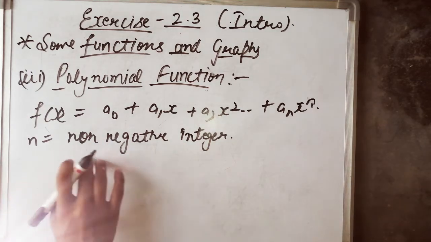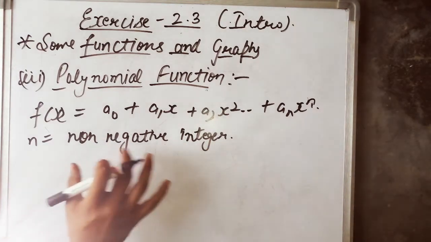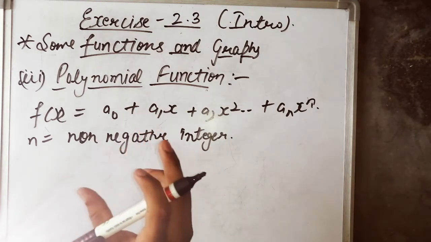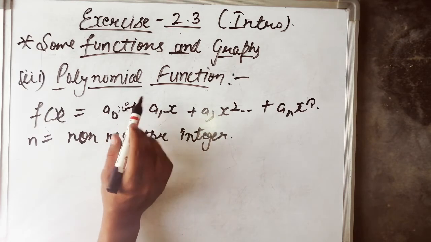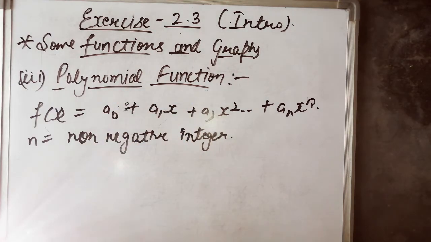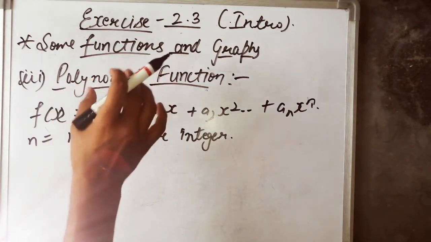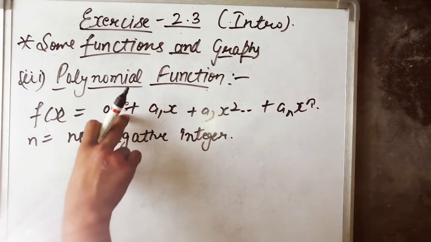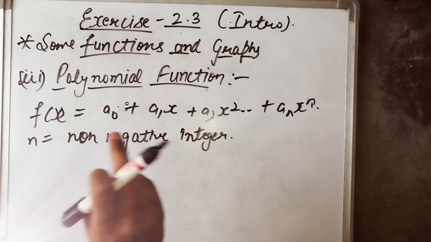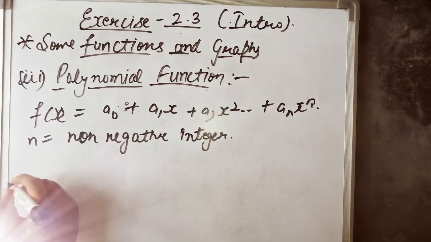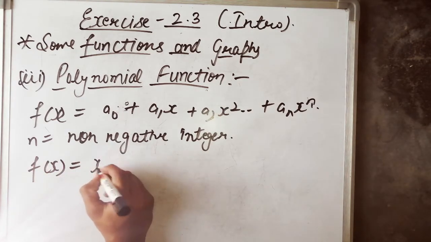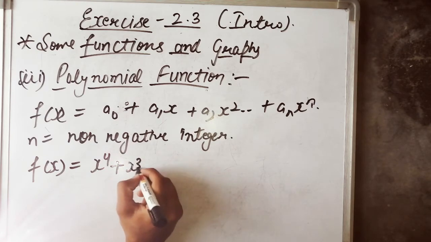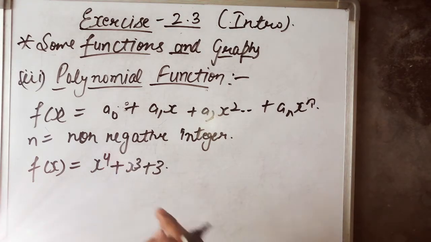And you know why I use non-negative integer here? Non-negative integer means that we have also included 0, as in this term we have x to the power 0. And what is x to the power 0? x to the power 0 is 1, and that's why I have not represented it here. Some examples of this function are f(x) = x to the power 4 plus x cube plus 3, and something like this. Okay, these are the types of function.